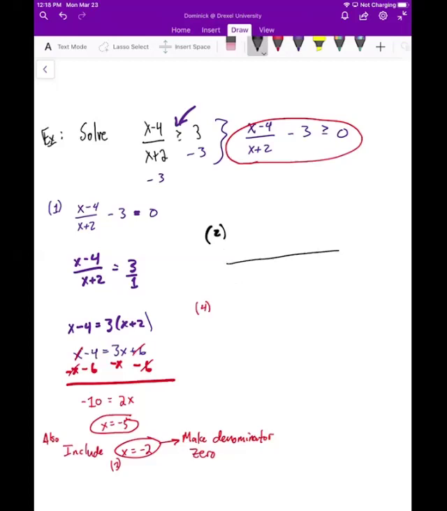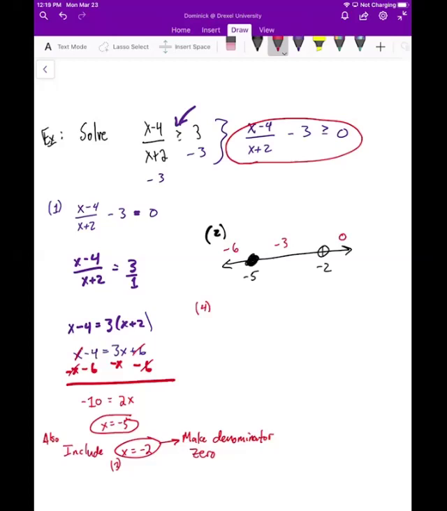So now, for this number line, negative 5 is less than negative 2, so I need this. Now, negative 2 we don't include because it makes the denominator 0. Negative 5 we do include because of the inequalities. Okay, we're back on track. So for my test values, we could use something like negative 6, negative 3, and then we could use 0. That's a little better.